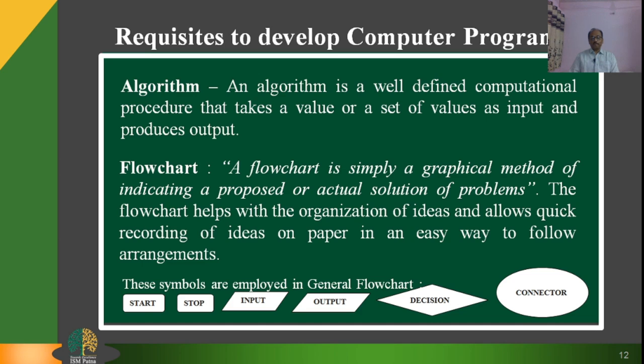That's why we say the flow chart helps with the organization of ideas and allows quick recording of ideas on paper in an easy way to follow arrangements. And there is a well known fact that once an accurate flow chart is drawn, to write the code of a problem has been more than half completed.